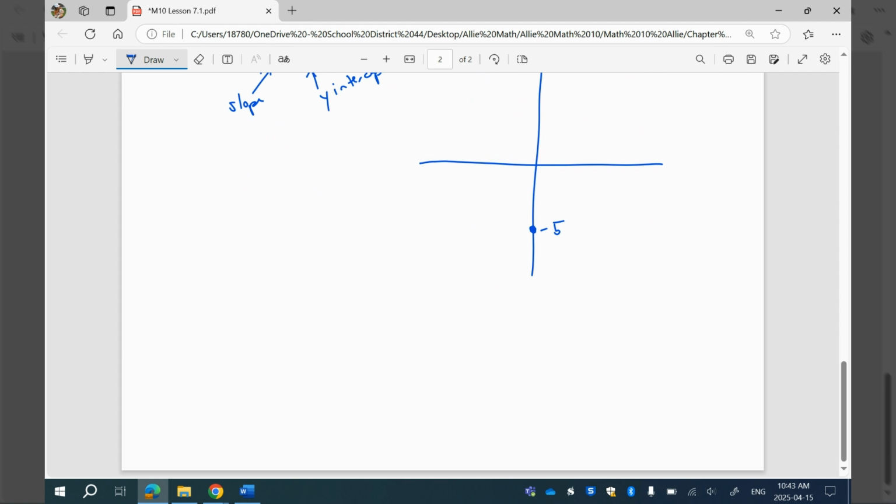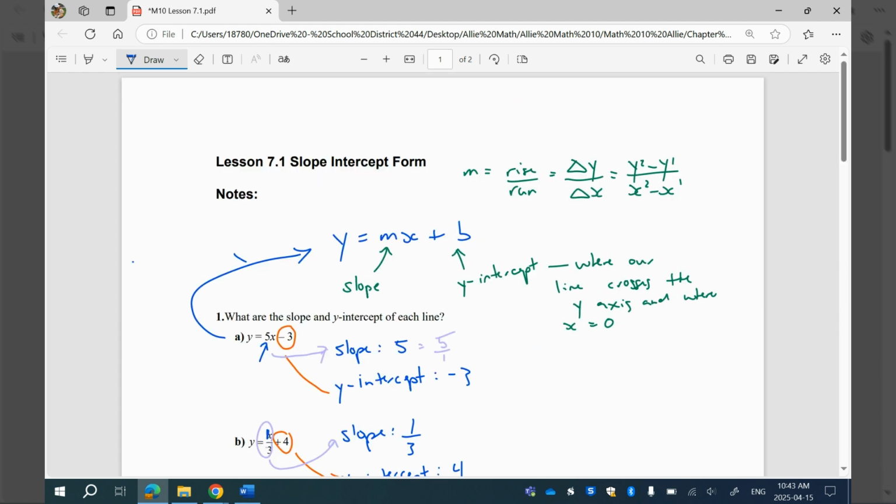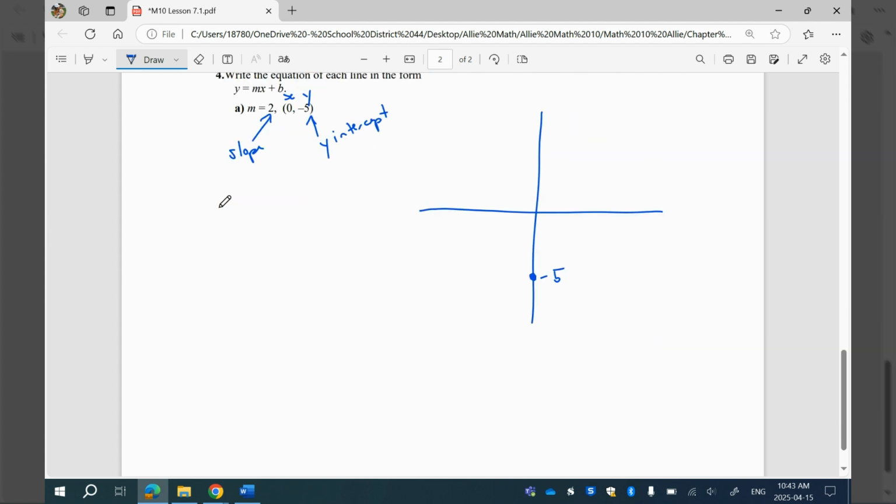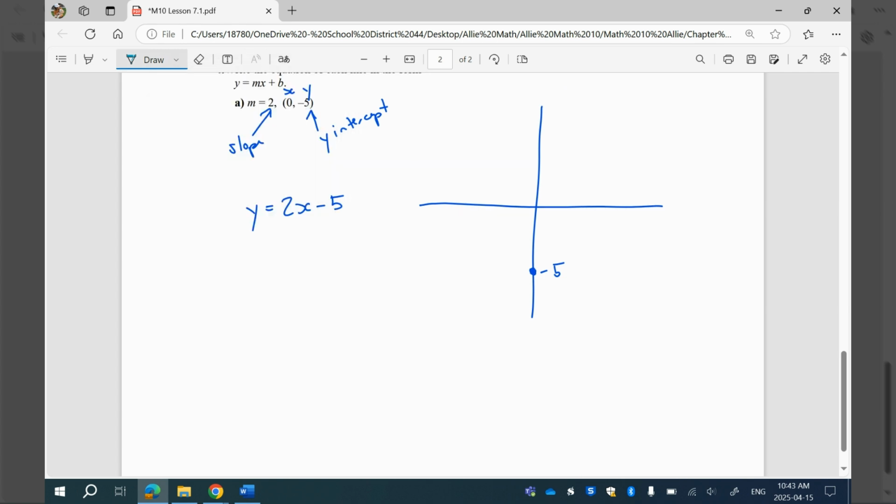Y, oh, is it doing this? Y, no. Okay, almost there. Y equals our m, 2x, subtract 5. There we go. I made it. I'm going to turn this off before it scrolls away again.